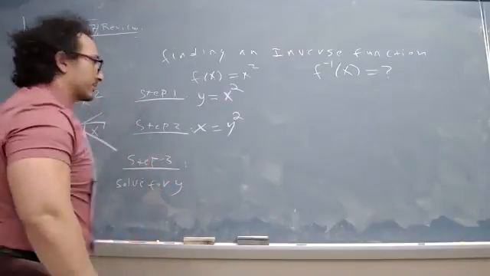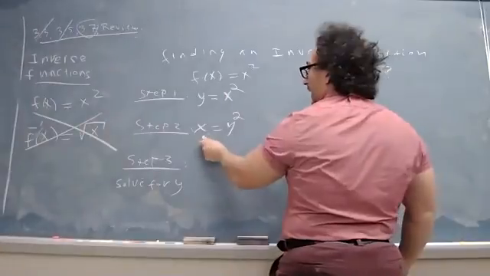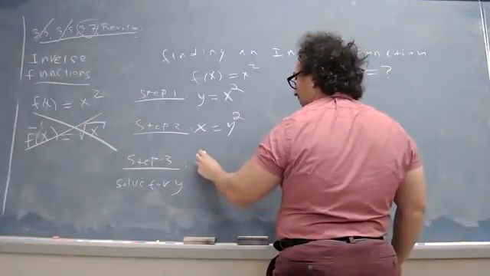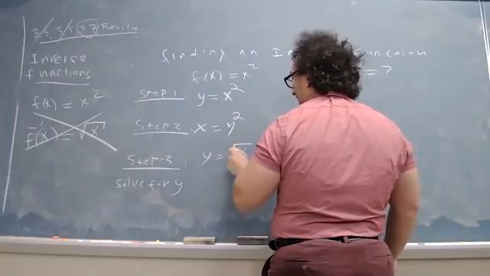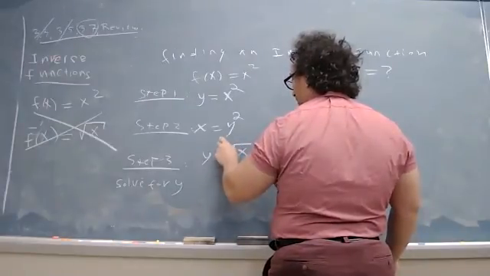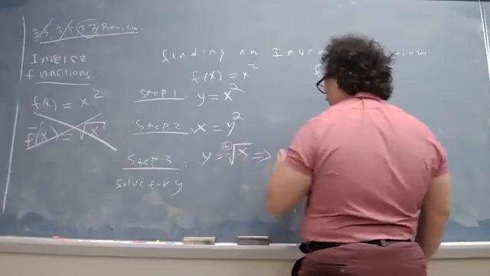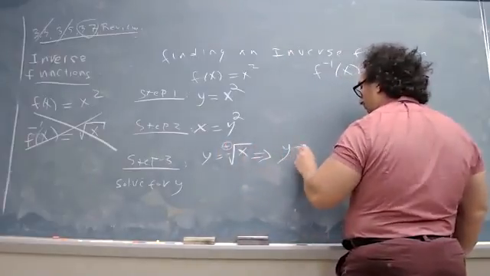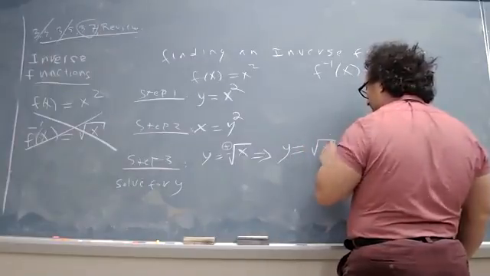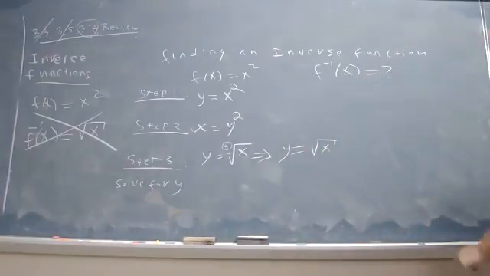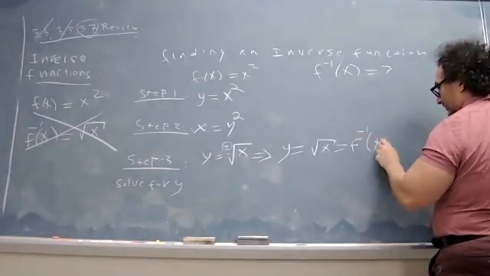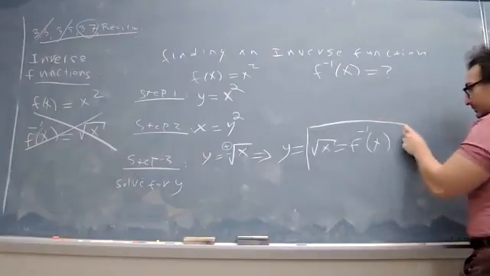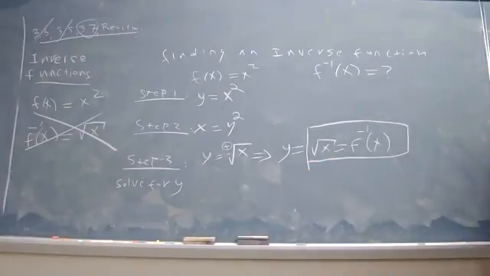So to solve for y, I got to take the square root of both sides here. So I get y is equal to the square root of x. Technically plus or minus, right? But we'll take the plus. We only take the plus because we want to get a function. So we get y is equal to the square root of x. And matter of fact, that y is actually our f inverse of x. And you're done. This is how you find the inverse functions of a function.